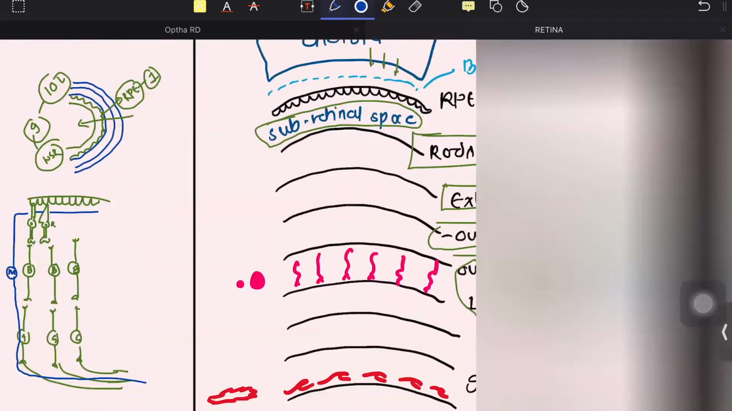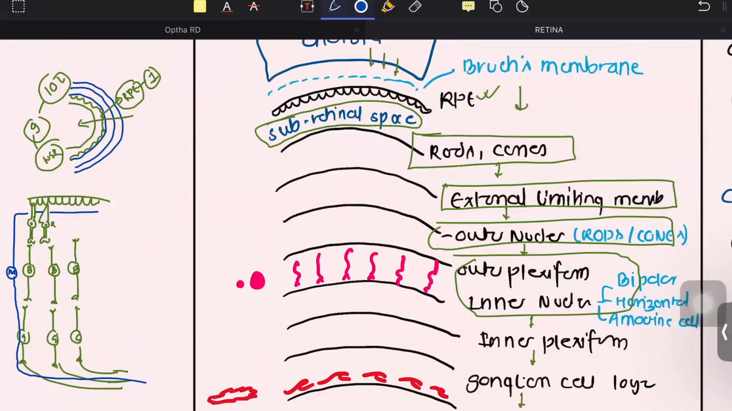So let us compare this diagram with the previous diagram that I have made. This is our retinal pigment epithelium. Anterior to that, there is a space. This is known as the pre-retinal or subretinal space. Just anterior to that, we can see the layer of the rod and cones. Anterior to that, there is an external limiting membrane. And just anterior to that, we can see this layer. This is our outer nuclear layer.